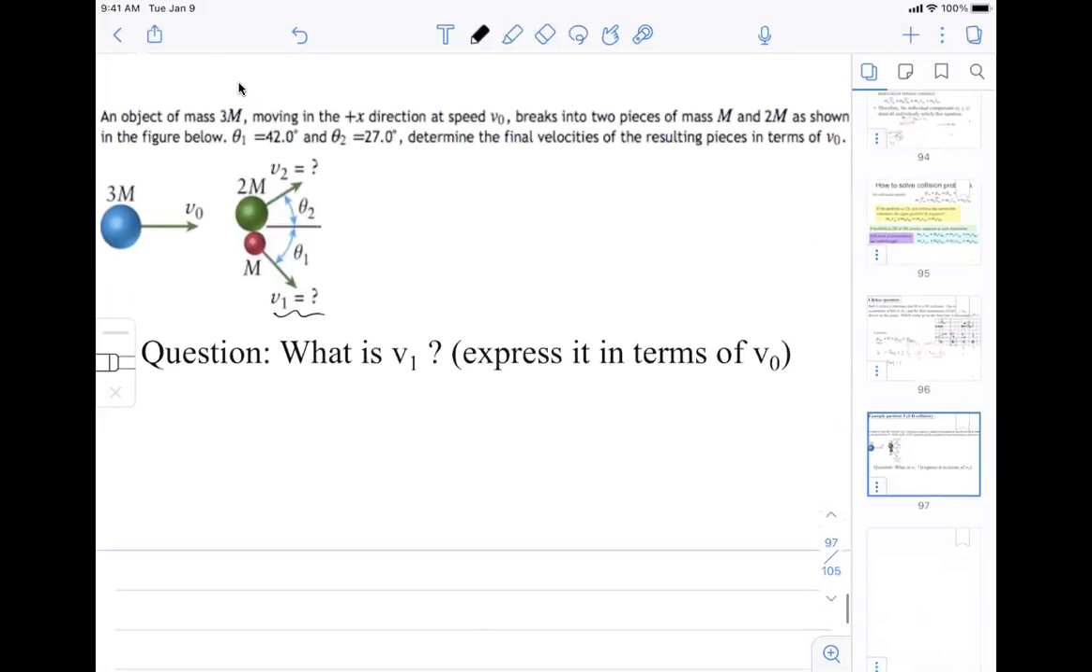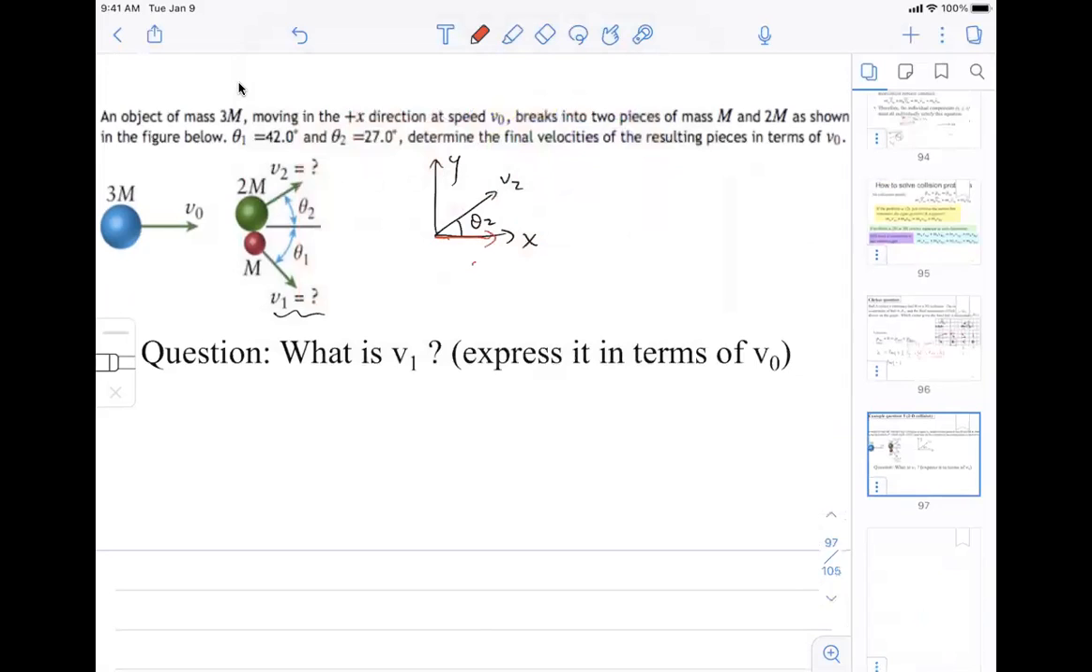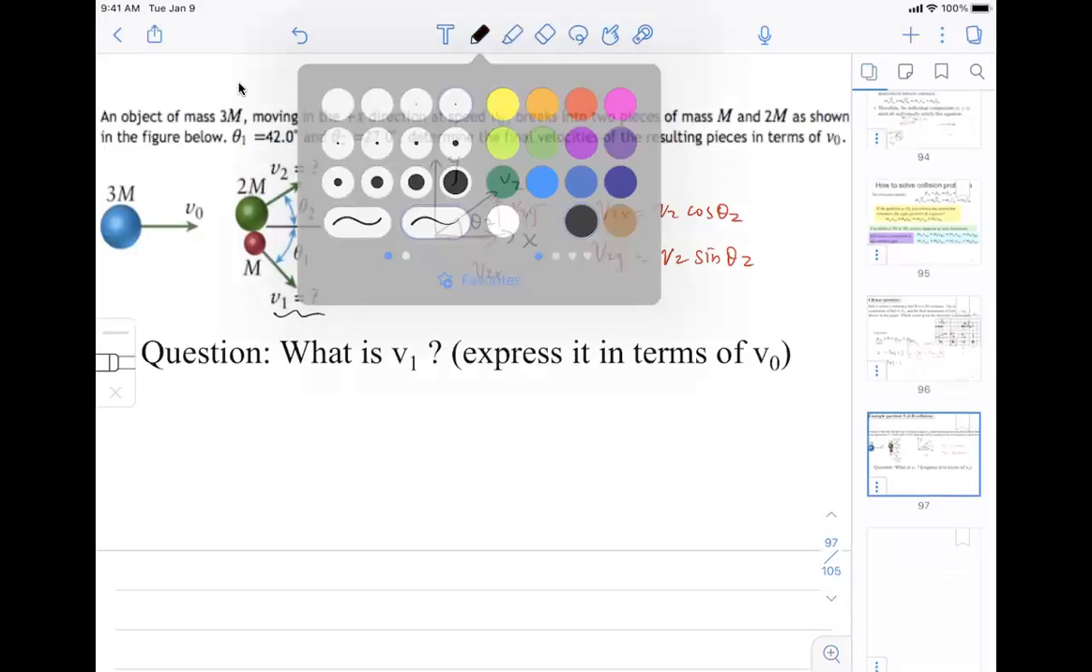So once you have velocity in 2D, you will break it down into 2 different directions, okay? So let's call this Y and X, and this is V2, making an angle theta 2, okay? So you have V2X, and in the Y direction V2Y. So V2X is V2 times what? Cosine theta 2. V2Y is V2 times sine theta 2, right?